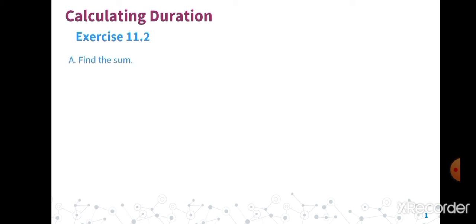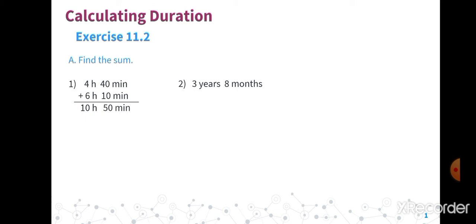In this exercise we are going to find the sum of 4 hours 40 minutes plus 6 hours 10 minutes. Now students, we have to add them as normally we are adding whole numbers. So 40 plus 10 gives me 50 and 6 plus 4 gives me 10 hours. So what will be your answer? 10 hours 50 minutes. Now what does the next example say?